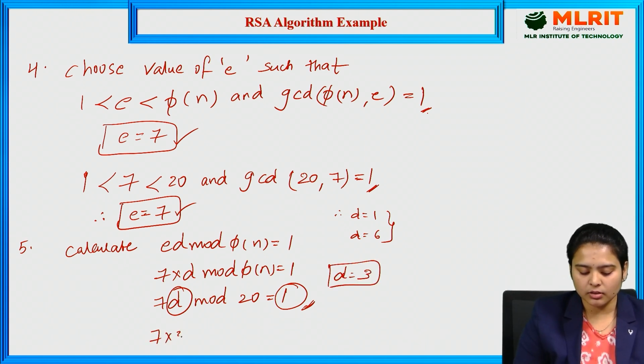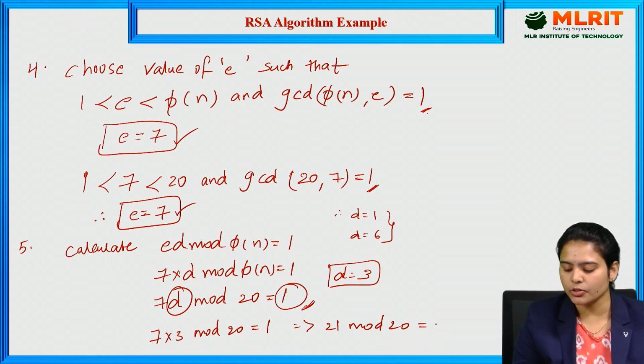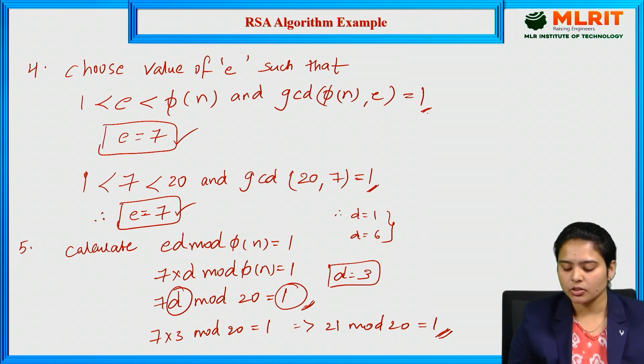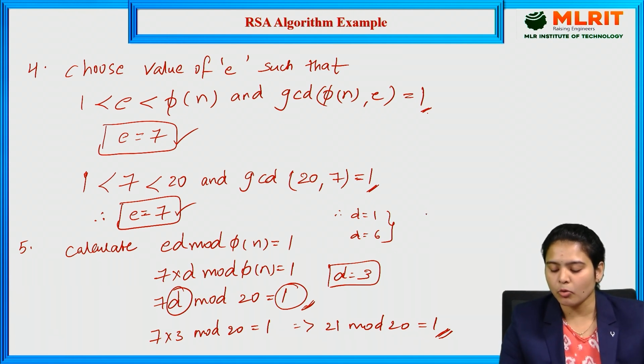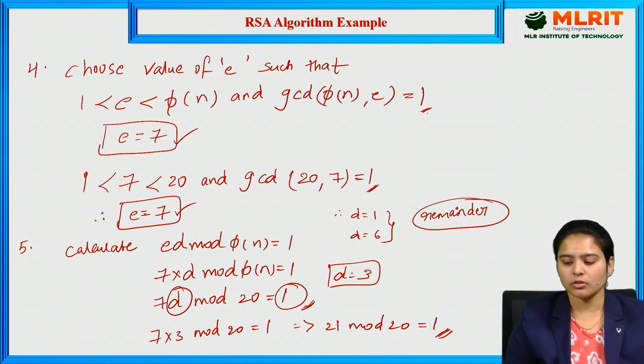7 into 3 mod 20 equals 1. It is nothing but 21 mod 20 equals 1. So now the value is clear, with the value of 1. 21 mod 20 equals 1 means the GCD mod value is considered by the remainder. When we get the value of the remainder, we need to consider that remainder as the mod value. So we got the D value also.